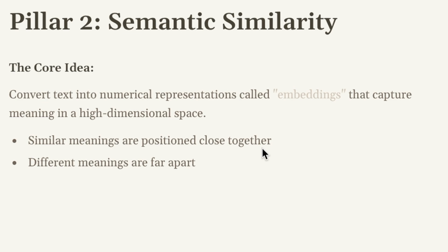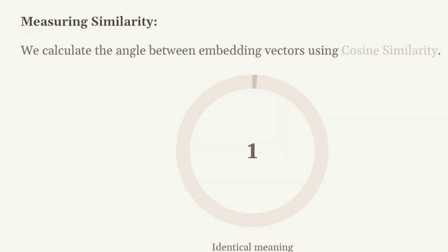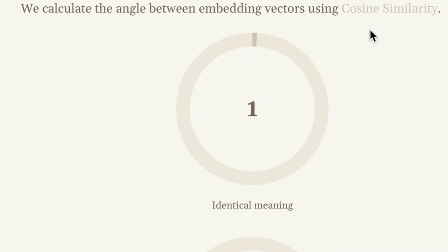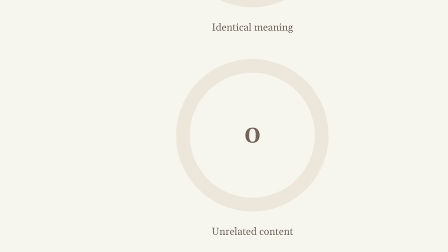Once we have these embedding vectors, we can measure the distance, or more commonly, the angle between them, using a metric called cosine similarity. A score of 1 means they are identical in meaning, while a score near 0 means they are unrelated.